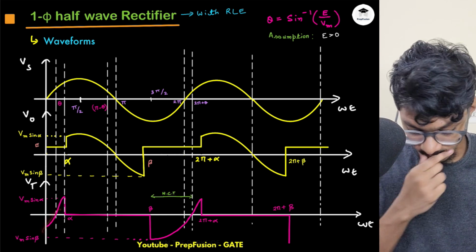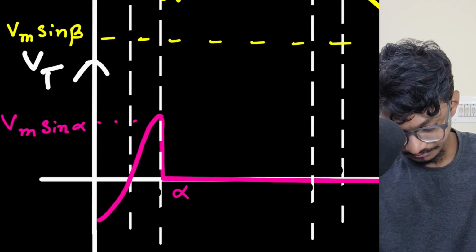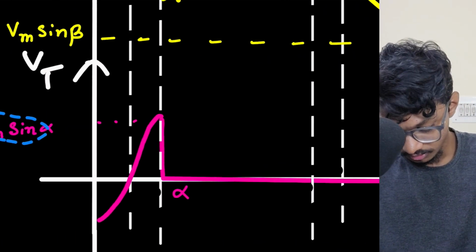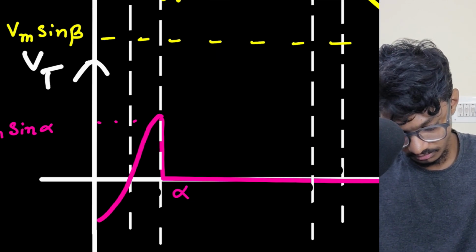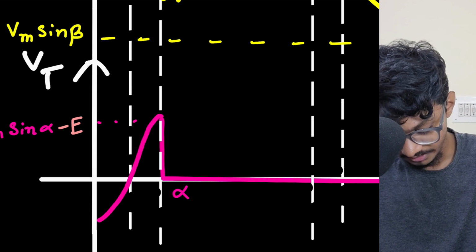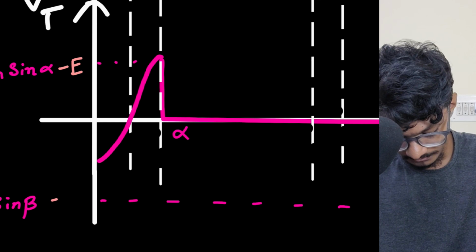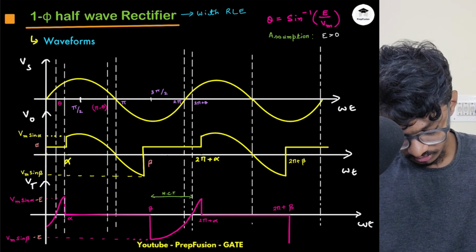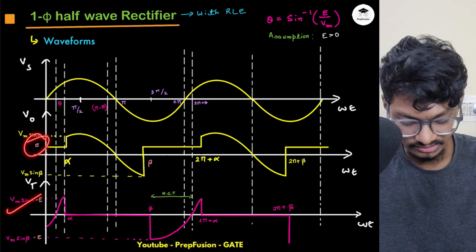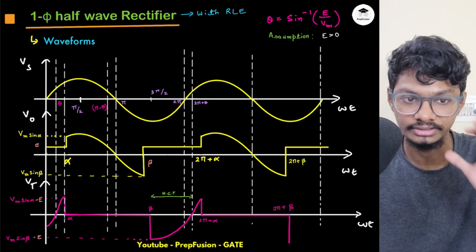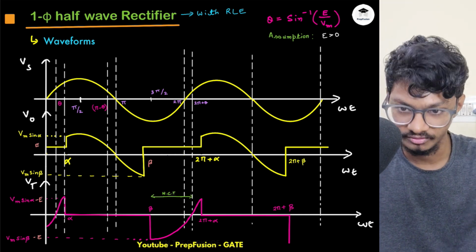One thing you have to take care of is that I messed up one thing. This value, obviously I have to subtract by E also, because this time a battery is present, so this value will be Vm sin beta minus E. Everything else will be same because I have to subtract by E, E is present over here. On the cathode side, the SCR voltage is E, and theta is sin inverse E by Vm. This is with RLE load. All the waveforms are with RLE load.